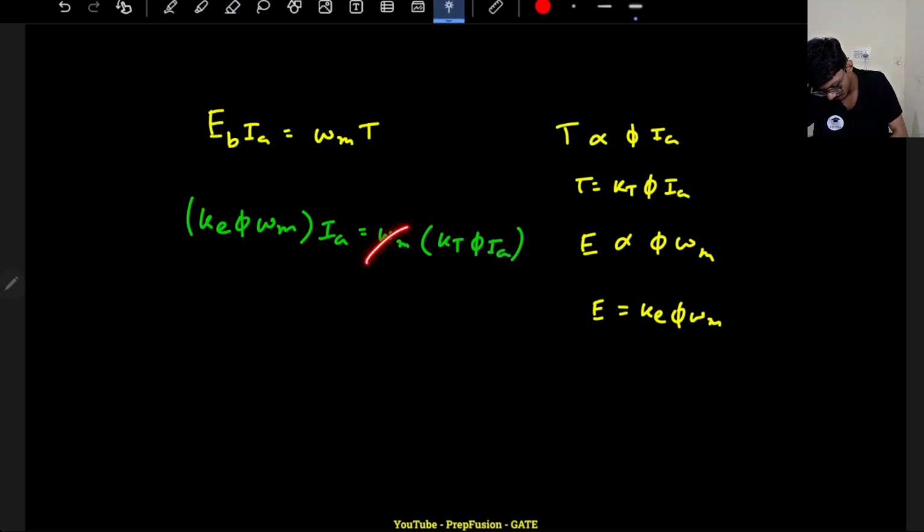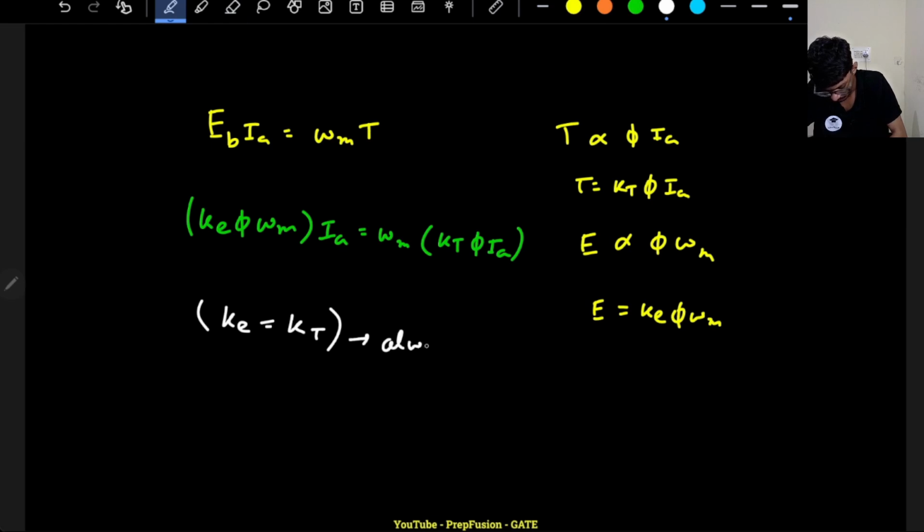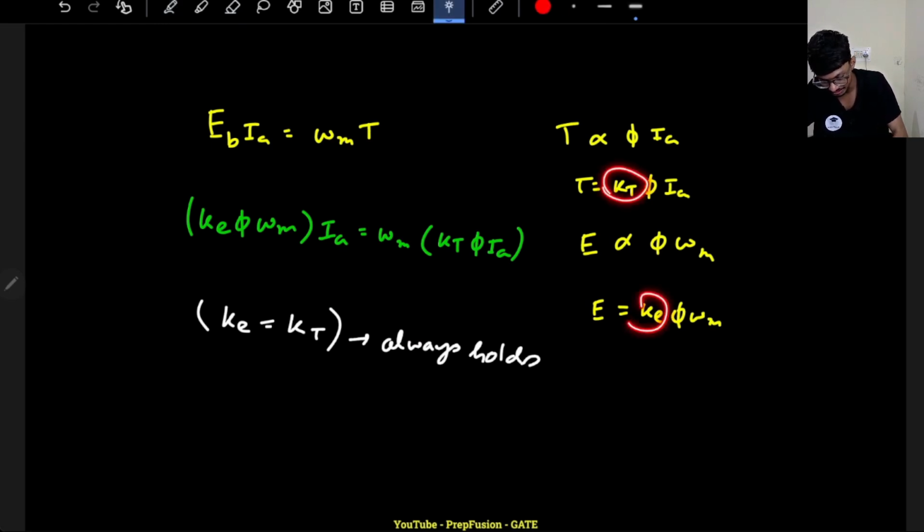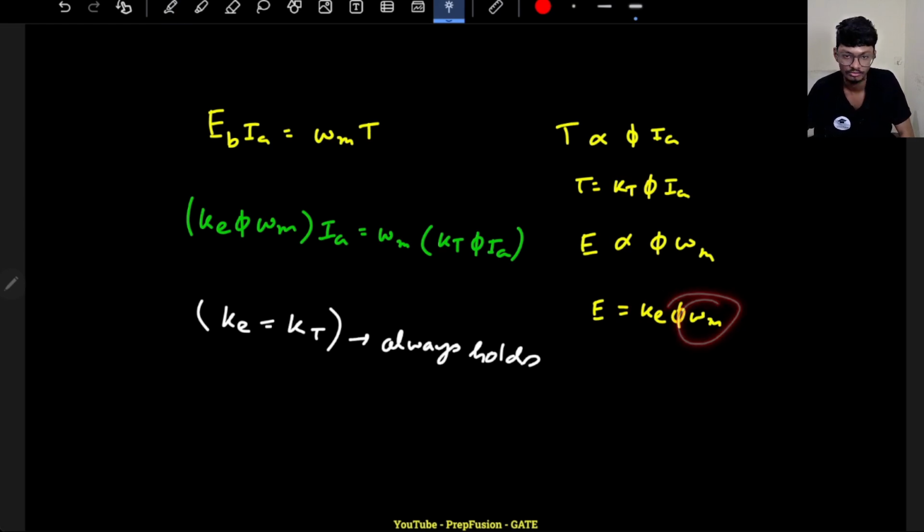So what do I see? Omega m is cancelling out, Ia is cancelling out. Now I can cancel them out only if they are not 0. So flux is cancelling out, omega m, Ia cancel out. So basically what I see is that the constant Ke is equal to Kt. This always holds. So the main important factor is that both of these constants will be the same, if I assume it to be proportional to omega m. So this is the property that I will use basically.